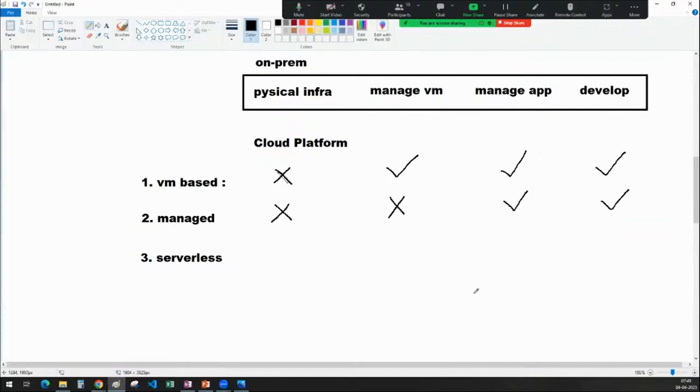Okay, and if you go to the serverless platforms, the name itself is saying, you need not worry about physical infrastructure, you need not worry about virtual machines, you need not worry about a platform. Managing application, nothing but managing the platform, guys. You need not worry about a platform, you can directly go for the development. Okay, this is what the cloud platforms are doing, a best thing for us, because they are taking care of a lot of burden from us.